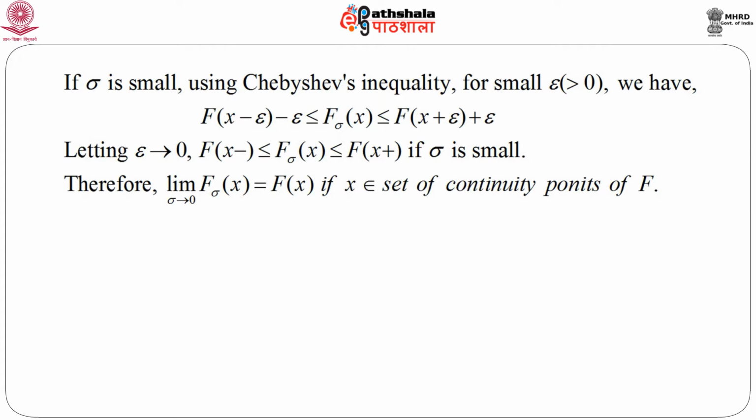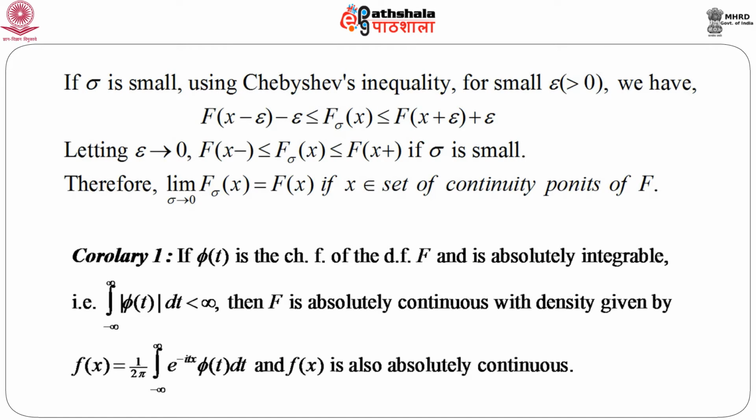So, let us consider one corollary. Suppose phi(t) is a characteristic function of the distribution function capital F, and this is absolutely integrable. That means the integral from minus infinity to infinity of mod phi(t) dt is less than infinity. In that case, capital F is absolutely continuous with the density given by small f(x) equals 1 by 2 pi times the integral from minus infinity to infinity of e to the power minus i t x into phi(t) dt, and also f(x) is absolutely continuous.